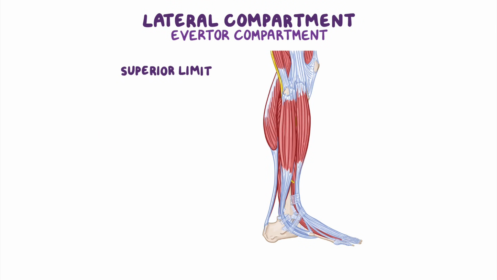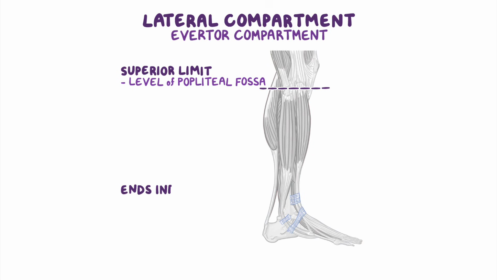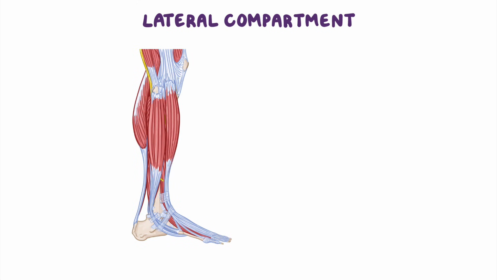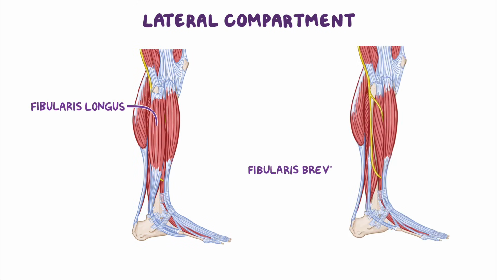From its superior limit at the level of the popliteal fossa, the lateral compartment ends inferiorly at the superior fibular retinaculum. The lateral compartment contains two fibularis muscles, longus and brevis.